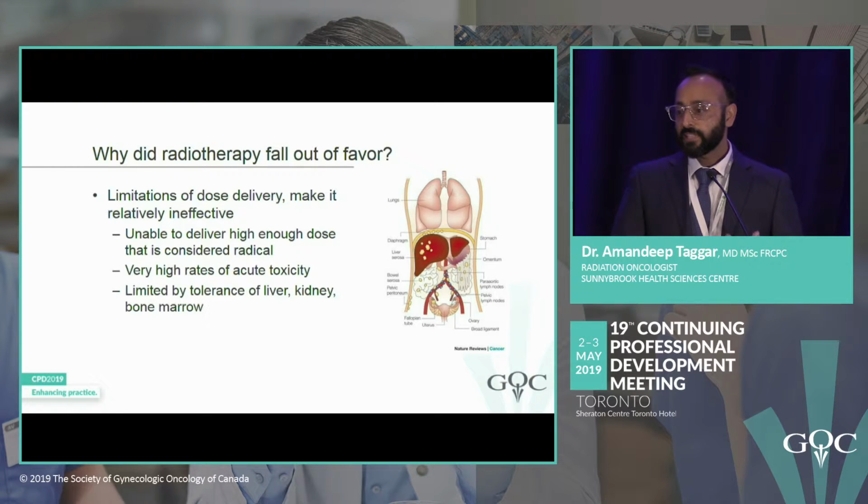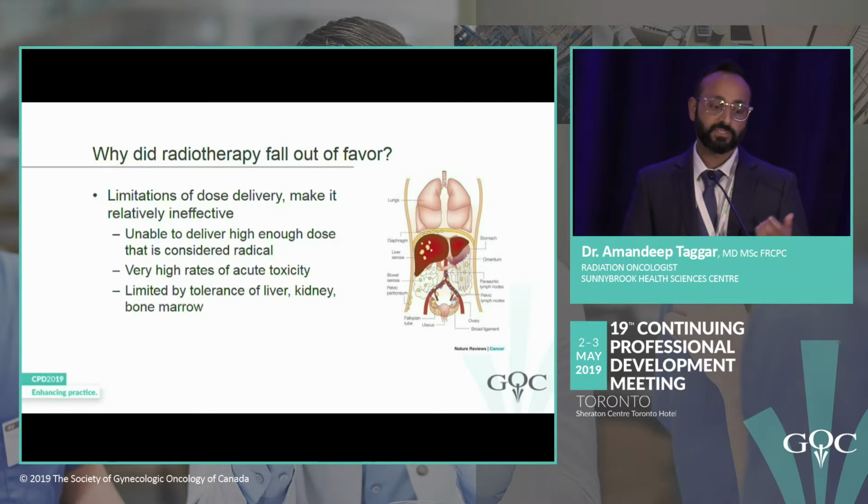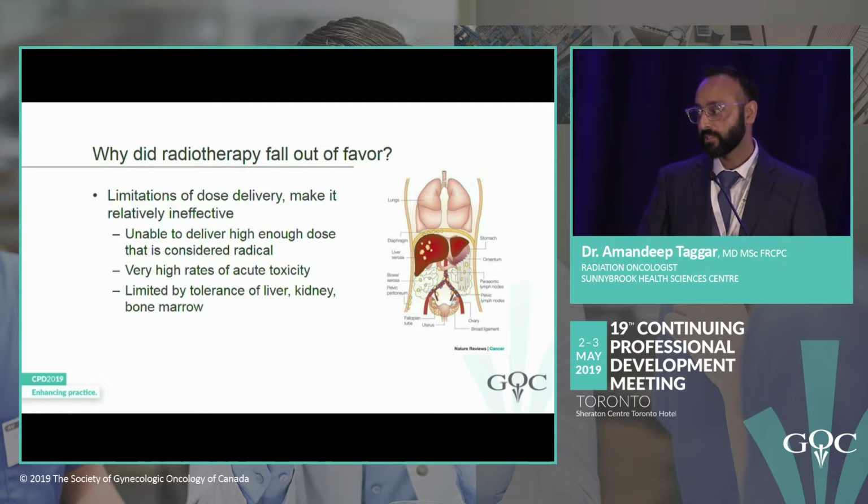Not being able to deliver high enough dose, especially in the abdominal cavity. We talked about the radiation dose needed to sterilize the microscopic or macroscopic disease with curative intent is really a 5 to 6 week long course, 50 to 60 gray, but we can't deliver that in areas where the kidneys are in the way or the liver is in the way.